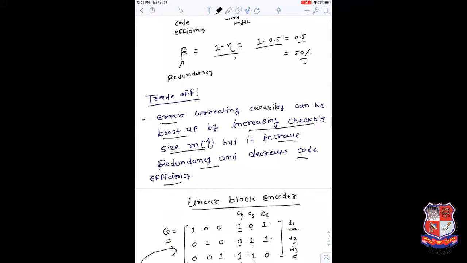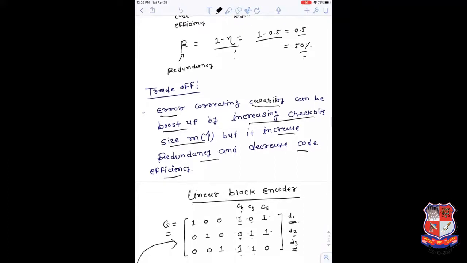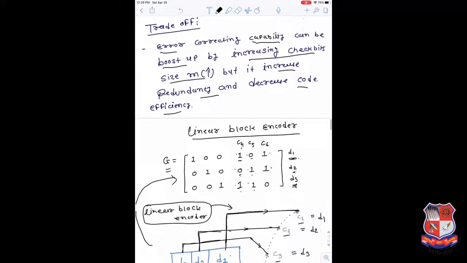So here we have a trade-off. If you want better error correcting capability, the number of check bits should be increased, and if you increase the number of check bits which are appended at the end of a data vector, obviously the code word length increases, and simultaneously the code efficiency goes down and redundancy increases. So it is a bad factor. We have to always work with this trade-off.